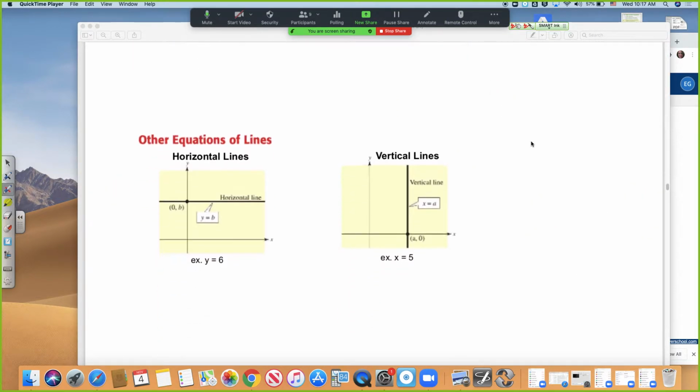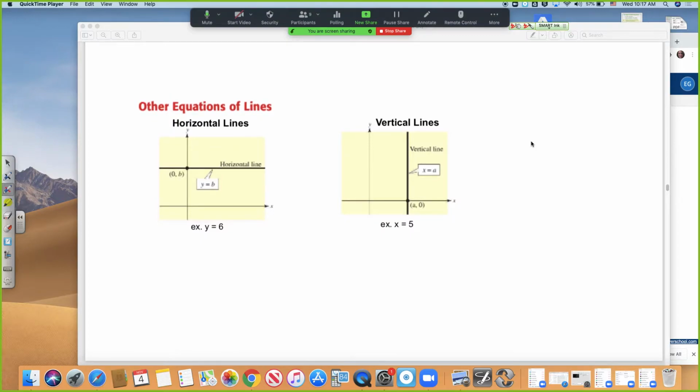Moving on to other equations of lines. So we kind of started some problems like this, I believe, maybe on the last web assignment. We didn't get some formal notes on these, but there's two different types of lines that we have not really talked about that much yet, besides when we're talking about slope, and that's horizontal lines and vertical lines.